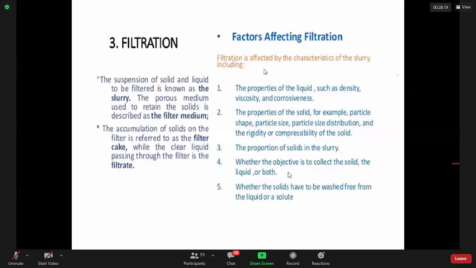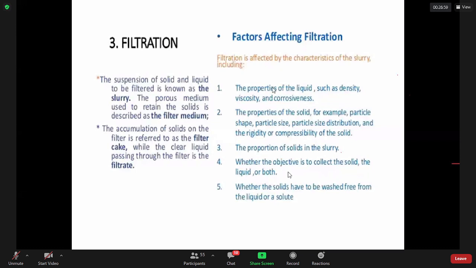Now, there are many characteristics that affect filtration. And one, the properties of the liquid, such as density, viscosity and corrosiveness. I think most of you may know the plant okra, the green one, it's called lady's finger. When you cut it in small pieces and put hot water in there, it forms a very thick liquid. Now, sometimes you may need to filter this. You may not be able to use a filter paper unless maybe you use a vacuum pump to force this particular thick liquid through the filter paper.